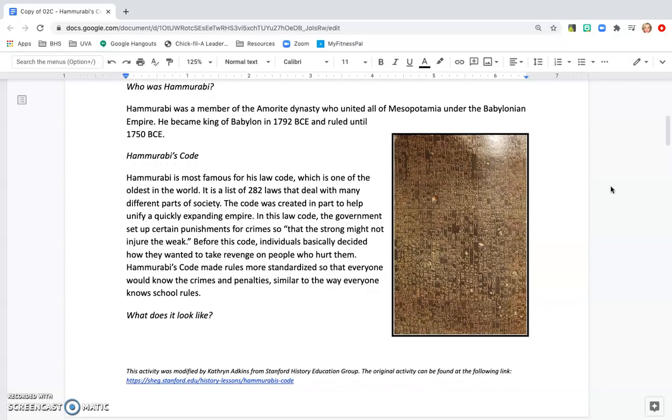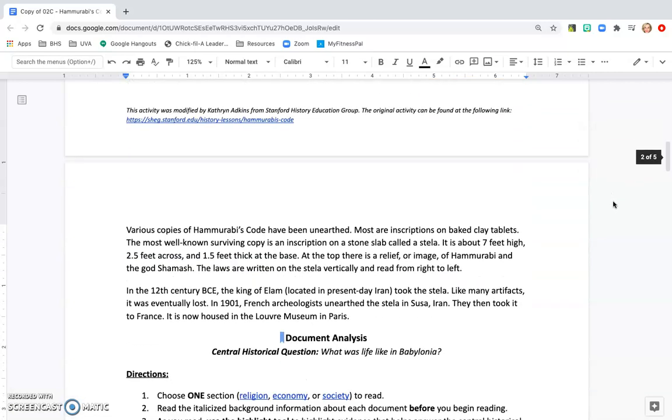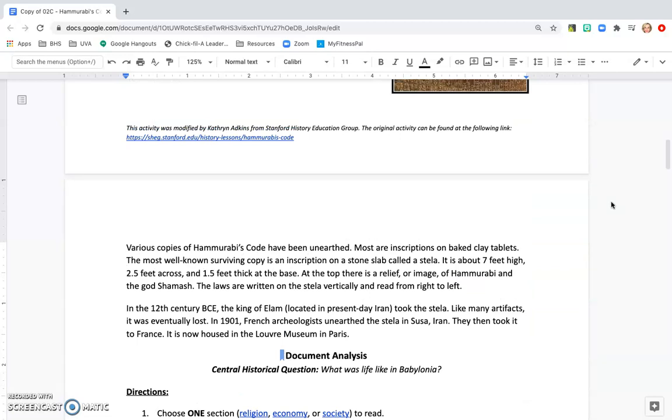In the picture on the right, you can see what the Hammurabi's code actually looked like. There are various copies of Hammurabi's code that have been unearthed. Most are inscriptions on baked clay tablets. The most well-known surviving copy is an inscription on a stone slab called a stela. It is about 7 feet high, 2.5 feet across, and 1.5 feet thick at the base. At the top, there is a relief or image of Hammurabi and the god Shamash. The laws are written on the stela vertically and read from right to left.